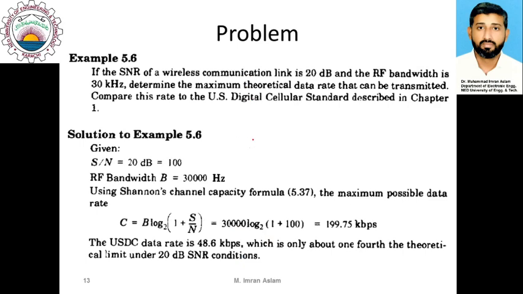So with this we take up a couple of examples in order to calculate the overall channel capacity. This is the first problem, which is example number 5.6 in our textbook. If the SNR of a wireless communication link is 20 dB, so SNR is given as 20 dB.